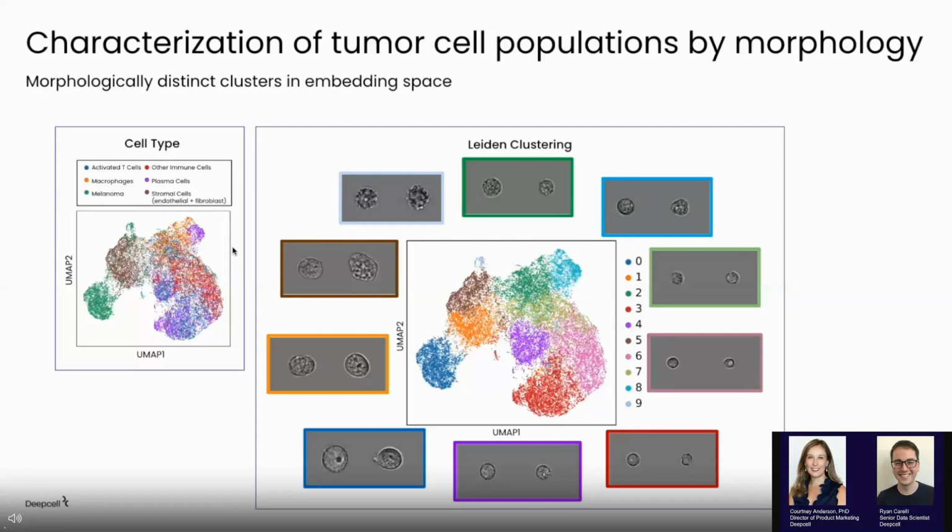By looking at representative images from each cluster of the immune cells, we can see that immune cells have subtle but separable morphologies, which include variation in size and in granularity.